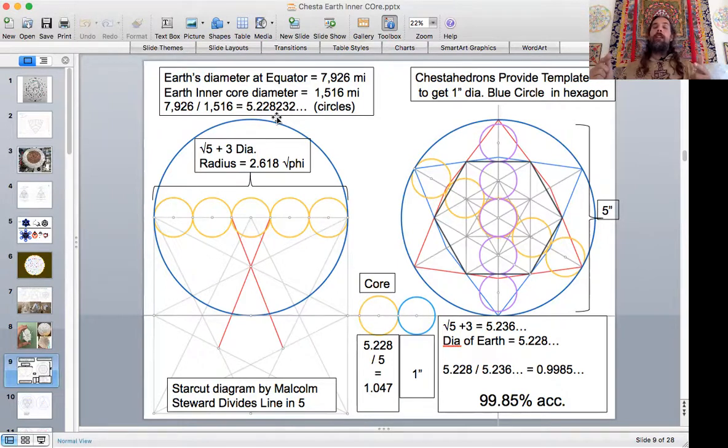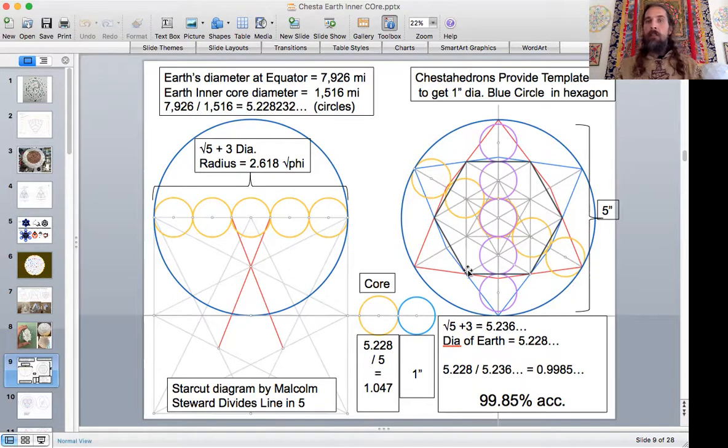Well, the amazing thing is the Chestahedron gets you there. It gets you very close to that. It gets you to 99.85% accuracy. Now that's phenomenal. And you need the Chestahedron in this 2D perspective.